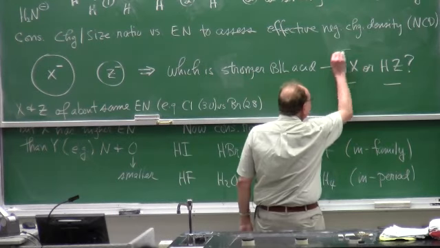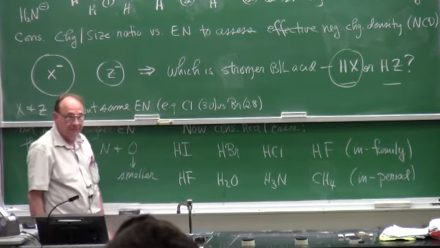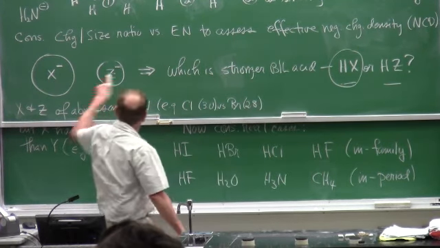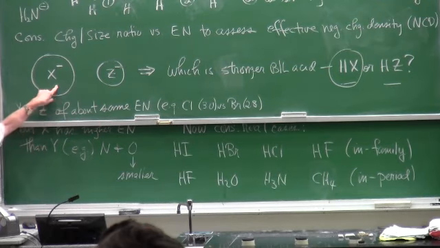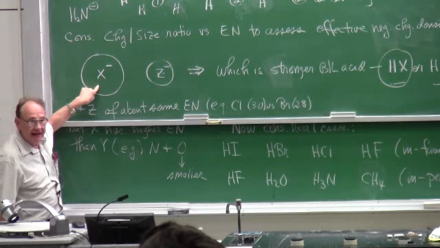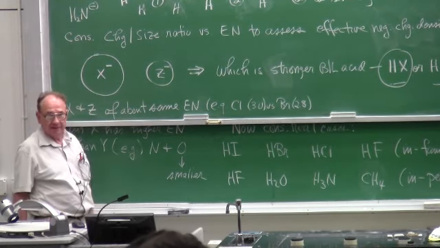That means this is the stronger acid, because the conjugate base of this acid, X minus, is the weaker, more stable base because it has been assessed to have a smaller negative charge concentration than this thing.